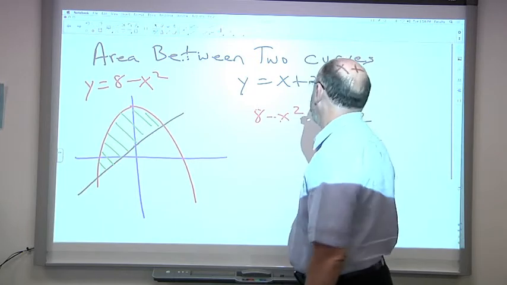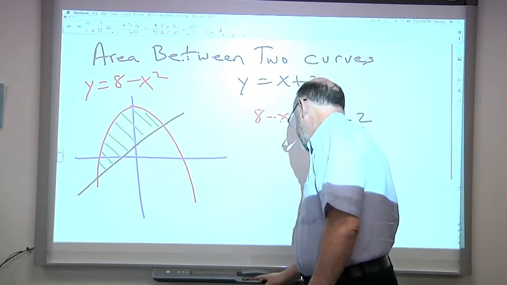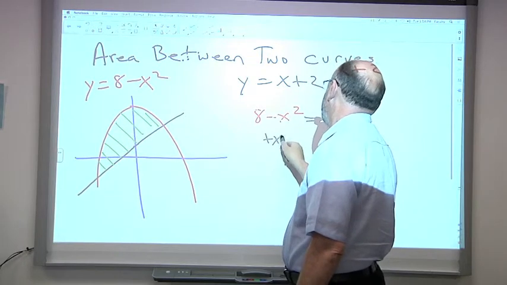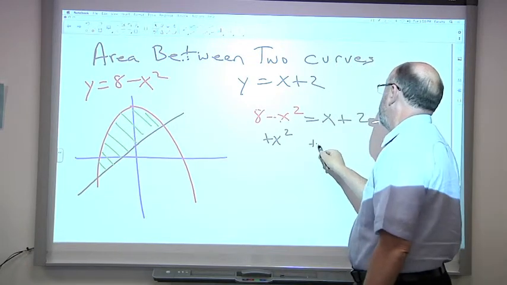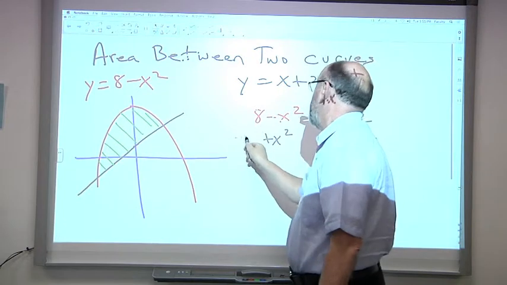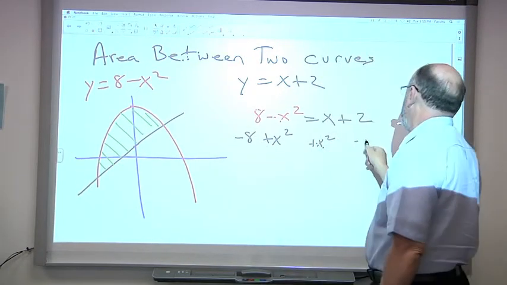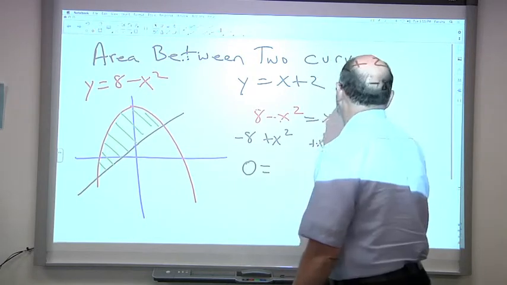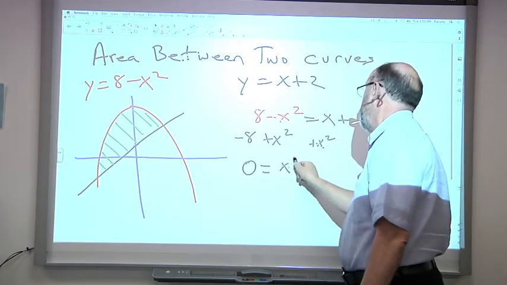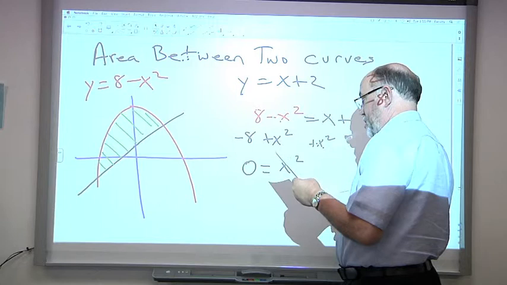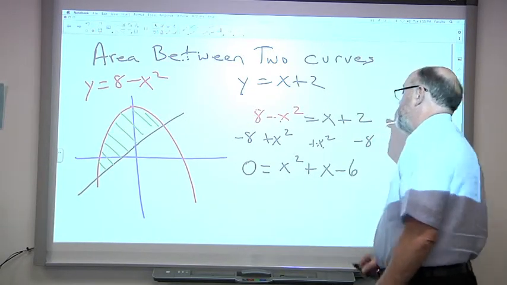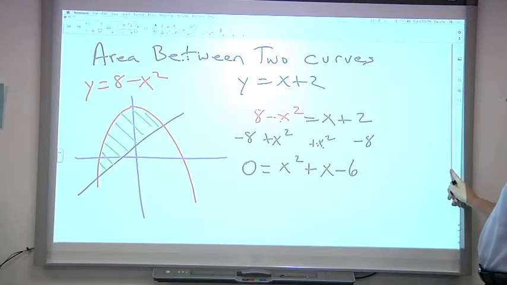And it's a quadratic, so we want to set it equal to 0. So the opposite of subtracting is to add, so let's take the x squared over. Add x squared, subtract the 8, and subtract the 8. And so we get 0 is going to equal x squared plus x minus 6.